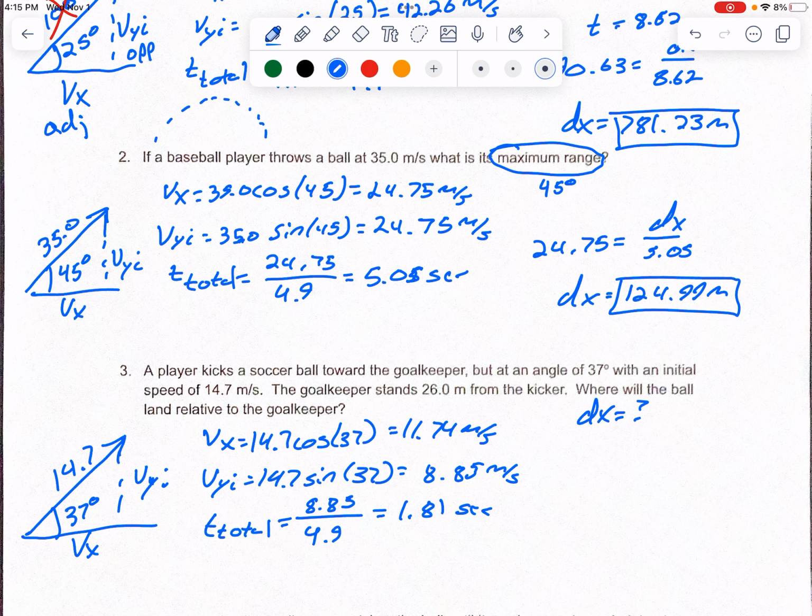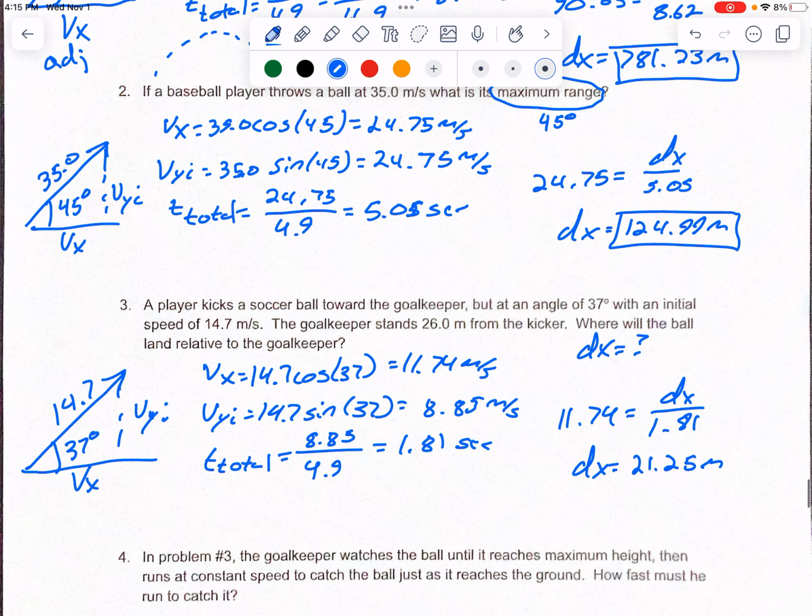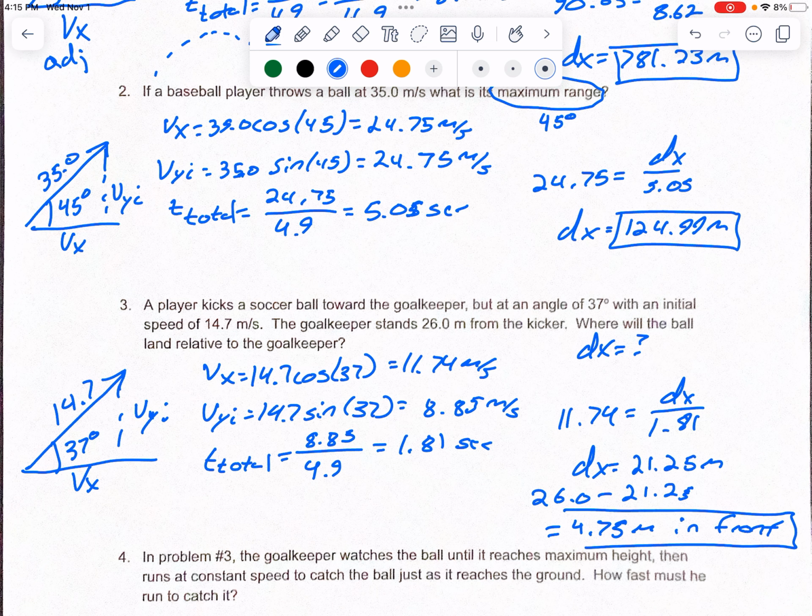So Vx equals dx over t, so 11.74 equals dx over 1.81. Multiply both sides, and you get a value of 21.25 meters. So that's where it landed. The goalkeeper's 26 meters away. So all I would do is 26.0 minus 21.25. And that means it's going to land 4.75 meters. I'm just going to say in front, just to describe it. So it's going to land 4.75 meters short.